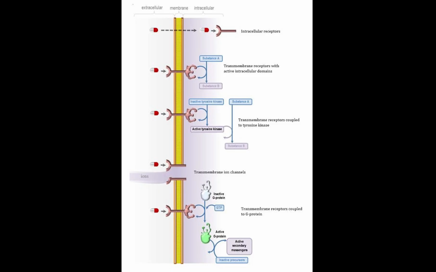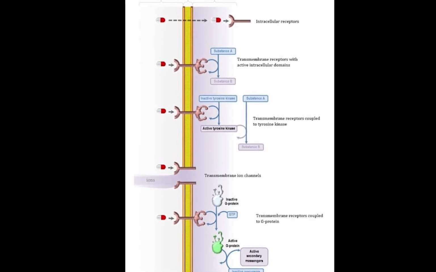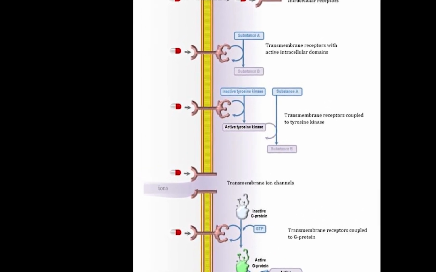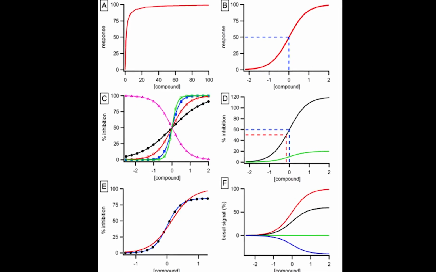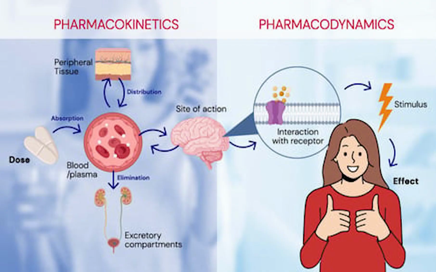Let's now move gently into the third stage, metabolism. Metabolism refers to how the body chemically modifies a drug. This usually happens in the liver, which contains enzymes that transform drugs into more water-soluble forms, making them easier to eliminate. The liver does not always inactivate a drug. Sometimes, metabolism can activate a substance, converting it into its usable form. These are called prodrugs.